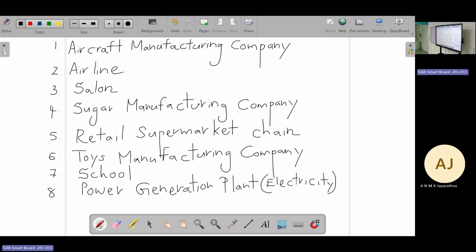Power generation plant, again, kind of a doubtful point. Some of you may argue. Based on output, we define the capacity of a power generation plant. At the same time, another student can argue that it can be an input measure, because power generation plants are highly capital intensive. The product is standardized, not just standardized, 100% standardized. And the volume is also really high. You can go with output.